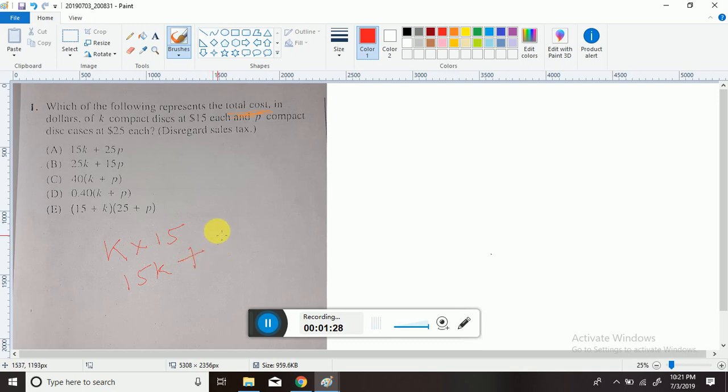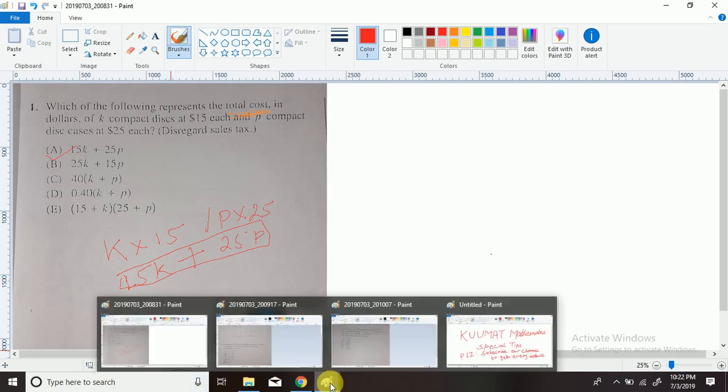So the next case is P compact discs with the rate of $25 each. That means 25P. In case of variables we don't need to find the solution. So the result is 15K plus 25P. We need to look at the options, and the correct option is option A, 15K plus 25P.